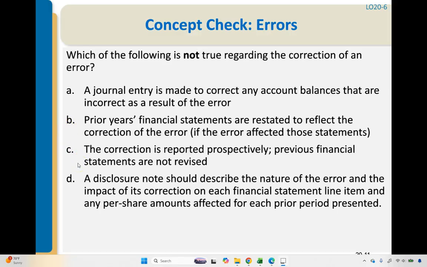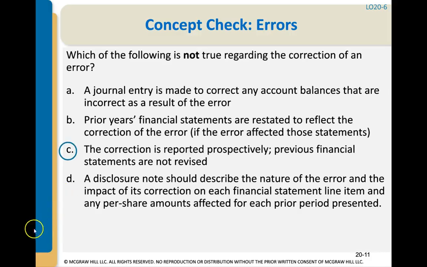C: the correction is reported prospectively. Previous financial statements are not revised. This is incorrect. When you have a correction of error, you must restate your prior financial statements to reflect that correction. And so we know that D is not the answer, because you must also have a disclosure note that describes the nature of the error and any earnings per share amounts affected for each prior period presented. So the answer is C.